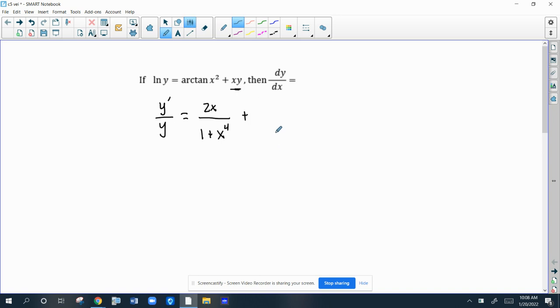Don't forget you have to follow the rules of differentiation, and this is a product. So I'm going to follow the product rule for this. It's the first times the derivative of the second, which is y prime, plus the second, which is y, times the derivative of the first, which is x, which is 1. So there you go.